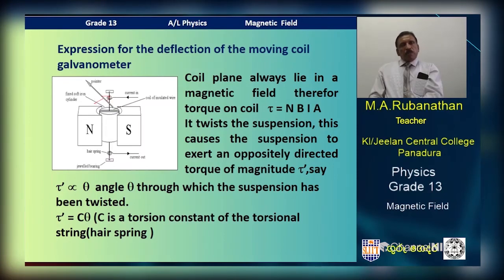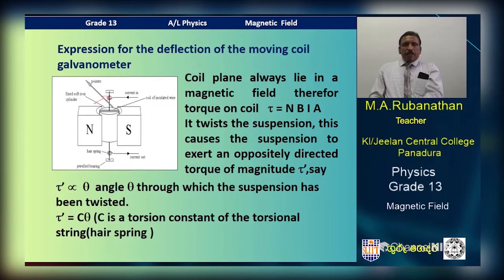So the torque is tau dash. The angle theta through which the suspension has been twisted, that is how much the coil turns, is proportional to tau dash. So we can write tau dash is equal to C theta, where C is the torsion constant of the torsional string or hairspring.